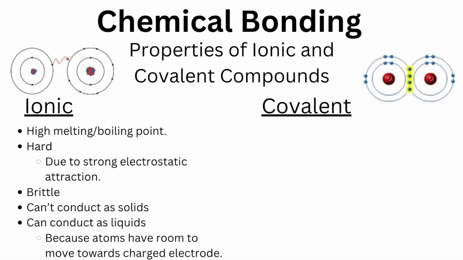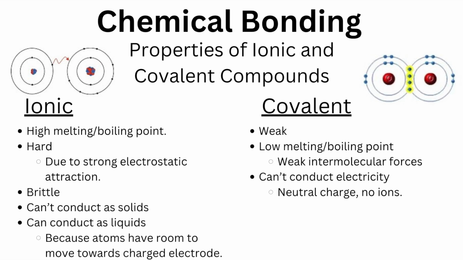Properties of ionic and covalent molecular substances. Ionic substances have a high melting point when solid, are hard due to strong electrostatic force, brittle because electrostatic forces can be flipped to repel if disturbed, and as solids can't conduct electricity because the ionic lattice is too tight for the ions to move towards the charged electrode, but can conduct as liquids because they are broken down to have more space to move.